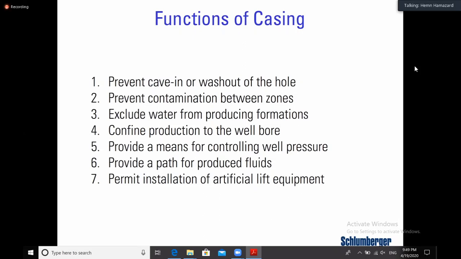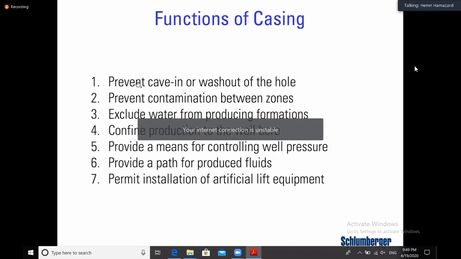So that's why we need to have a constant ID and constant OD, then you have a regular shape for your hole. So this is one of the reasons for setting any casing.